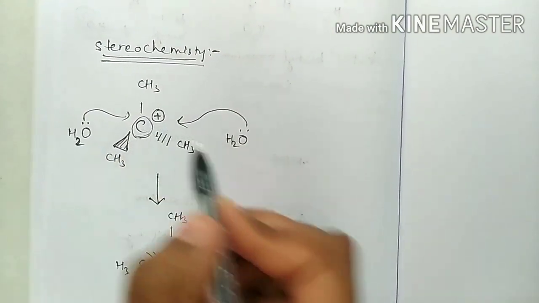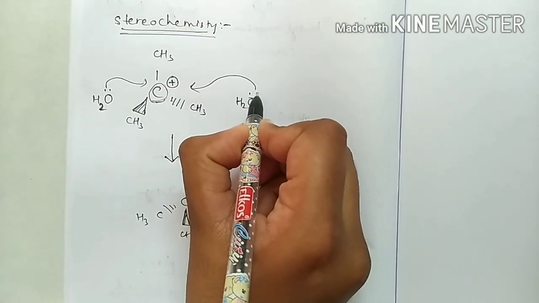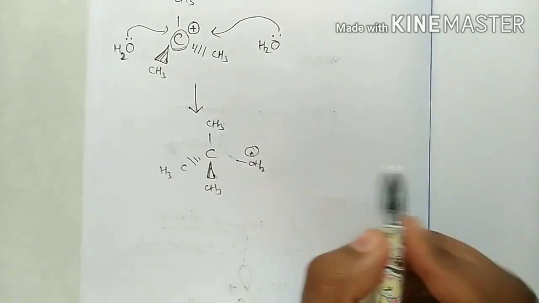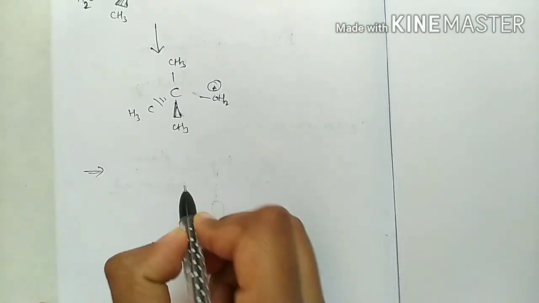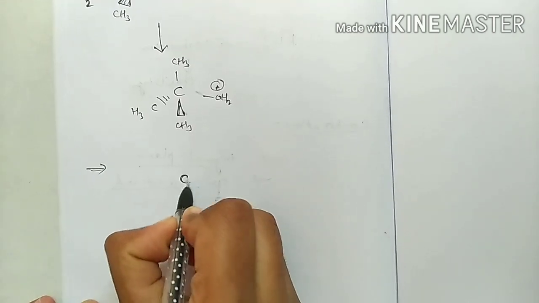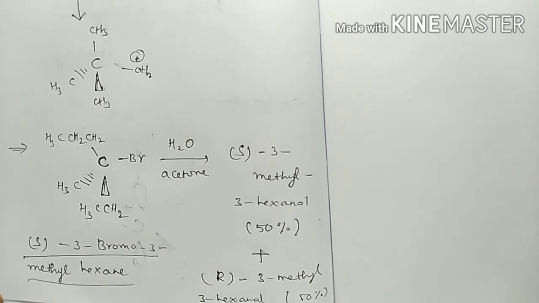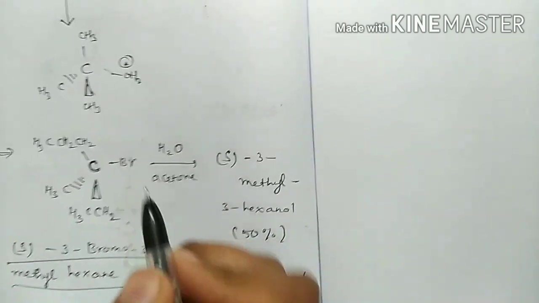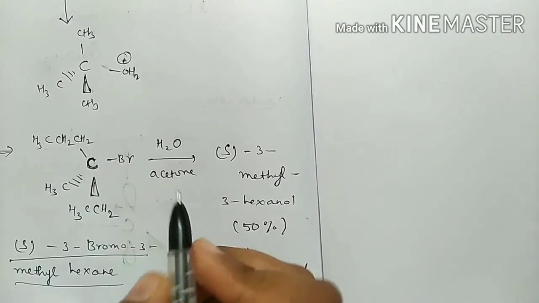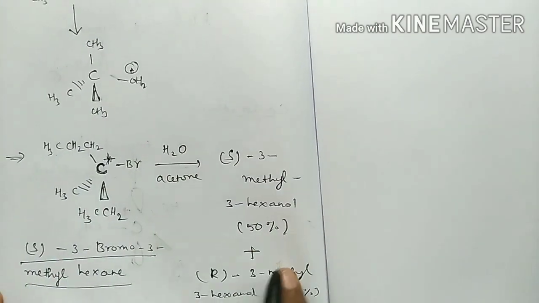Since this is not a chiral center, there is no change even if the water molecule attacks from the front side or from the back side. The same product will be formed. There will be a difference only if the carbocation has a chiral center. Let us take the example of S-3-bromo-3-methylhexane. Here, the carbon atom is chiral. Since it has 4 different groups surrounding it, it is a chiral carbon atom.